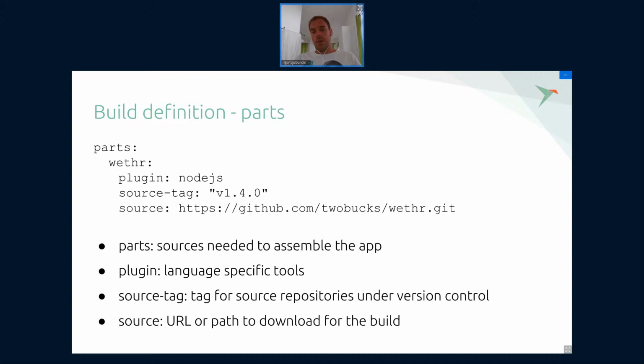Parts, again, in this specific case, like I said, are the sources needed to assemble the app. You can override specific source tags. Under version control, you can point to different URLs where the parts will be found. Those parts can also be local. They don't have to be online. And if you're building a closed source application, then logically, you will not provide the sources, and they will not be available to anyone other than yourself.